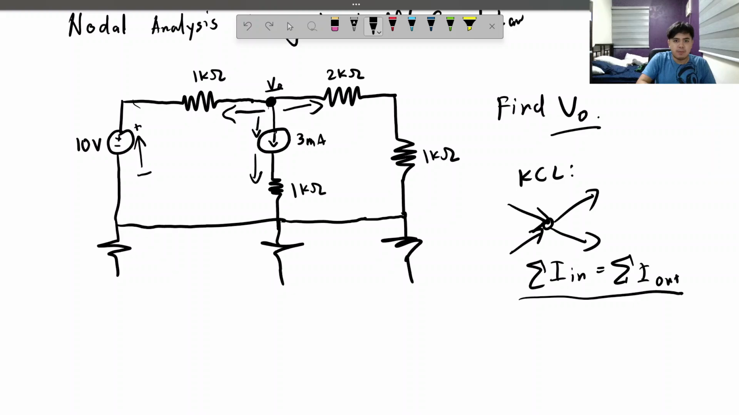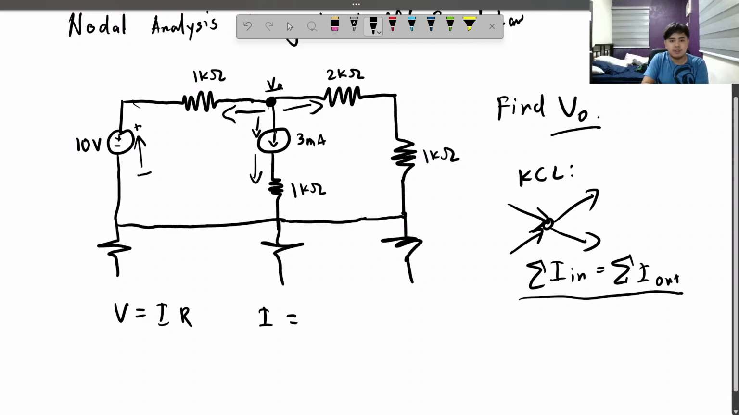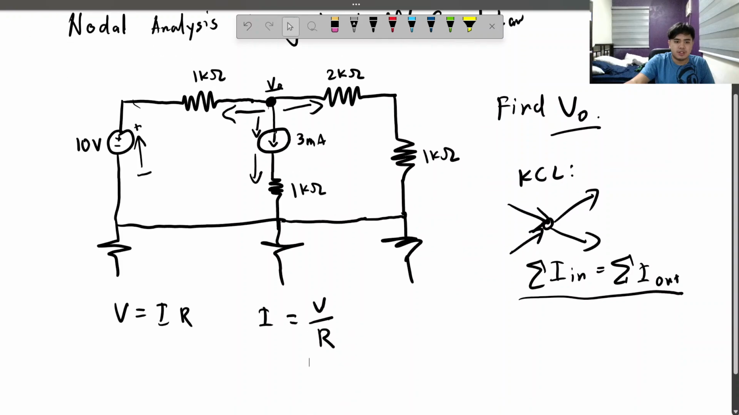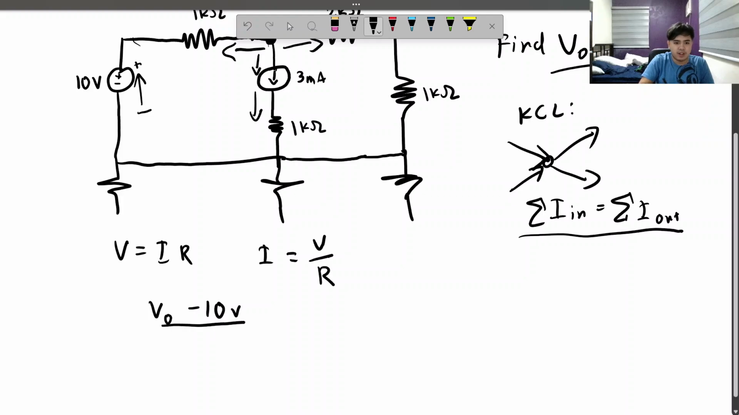Well, remember Ohm's law. Voltage equals current times resistance, or current equals voltage over resistance. There's one voltage source here. This is VO. This is a voltage source. And this is 10 volts. This is an independent voltage source. And this is going in the opposite direction. So it's negative. So it's VO. It's going this way. And since this is facing the other way, this is negative 10 volts. Then the resistance is 1 kilo ohm. So we have to divide it by 1 kilo ohm. This is now resistance.